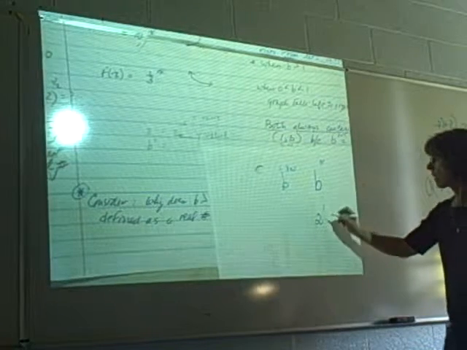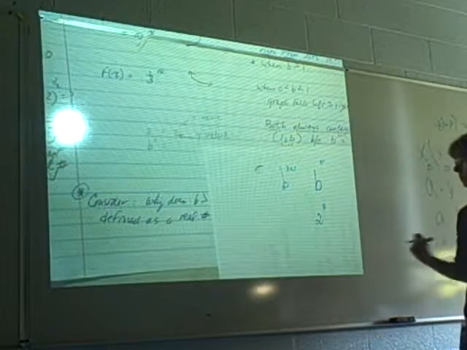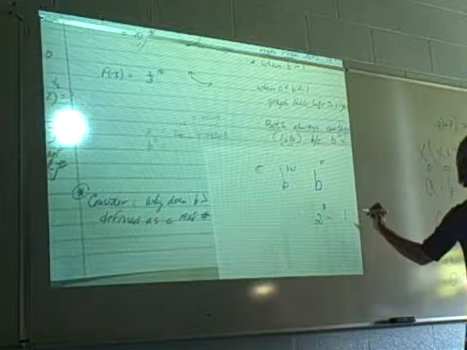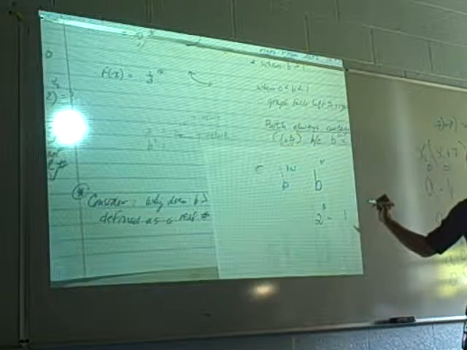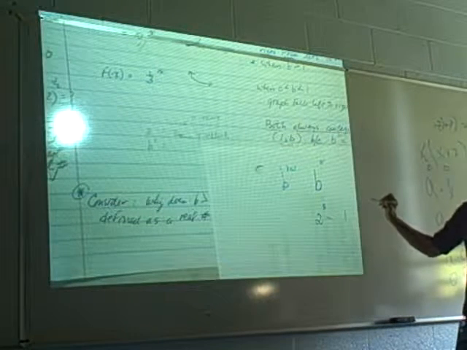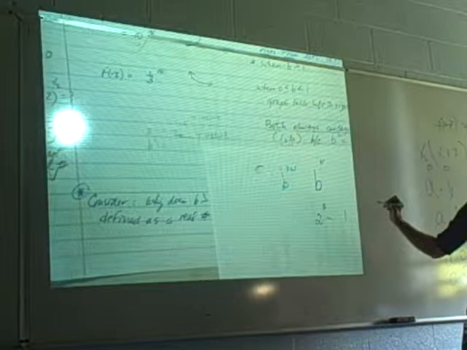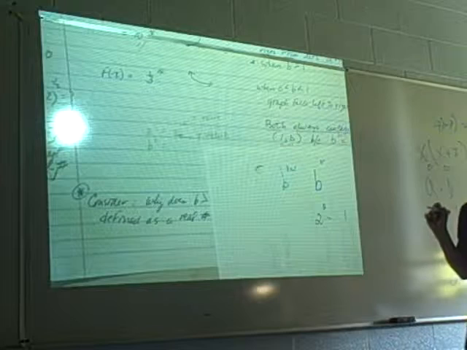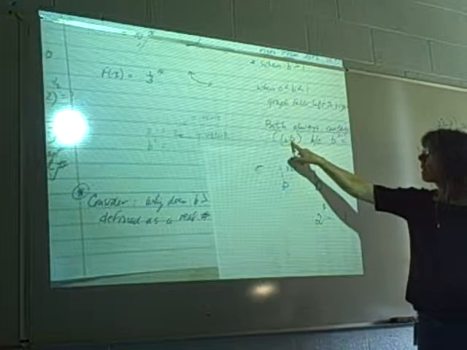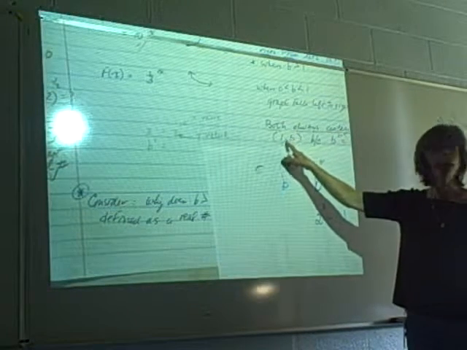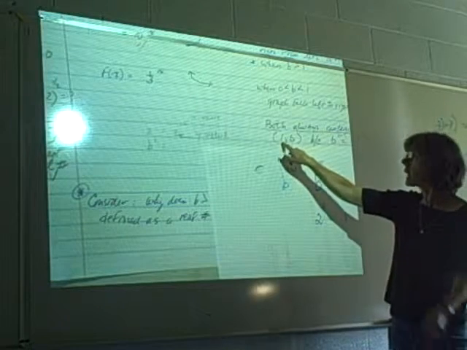So if I have 2 to the 0, it's going to be 1. So any number to the 0 power is going to be 1. Yes? So can you just say it always contains 1 and B instead of 1 to the B? Yes, every one will always contain on the graph.